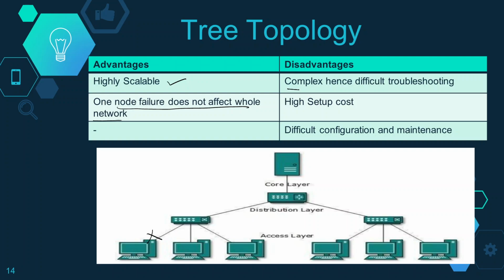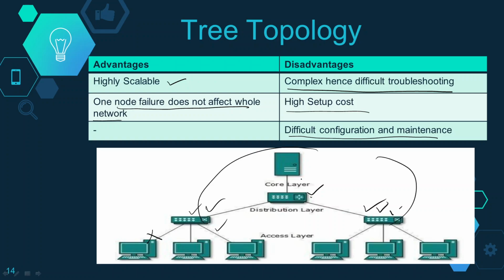The disadvantages are that it is complex and hence difficult to troubleshoot. If there is some issue, it is difficult to troubleshoot because we have many devices and many connections. The setup cost is high because now we have many more network devices to install and configure. Again, the configuration and maintenance is high because this topology is complex. It has many network devices, so the configuration and maintenance is also difficult.